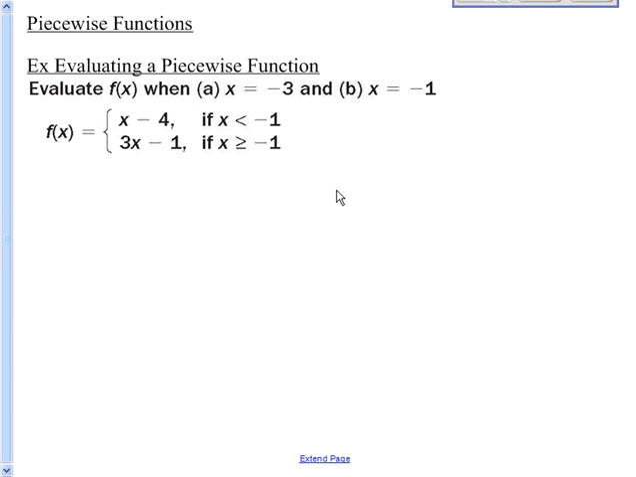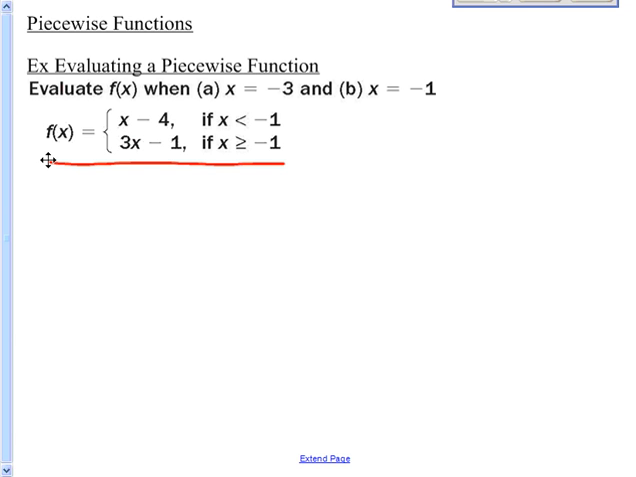So a piecewise function, you guys, if you're looking at this, that right there, that's a piecewise function. You notice that it's represented by a combination of equations, which each corresponds to a part of the domain there. Okay, so let's just start out evaluating f of x for part A.